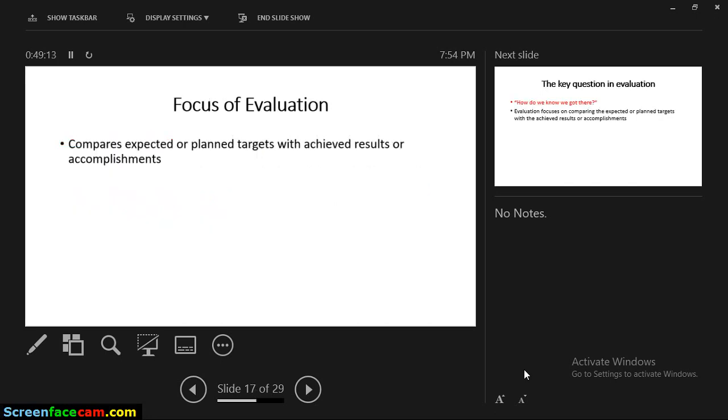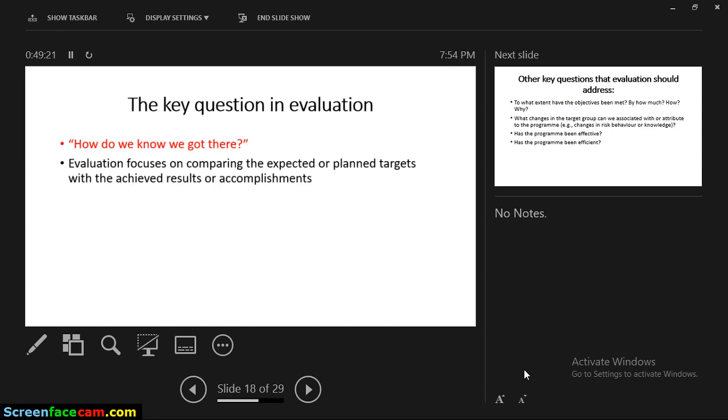Focus of evaluation, I think we looked at this point. It compares the expected or planned targets with achieved results or accomplishments. Then the key question in evaluation: how would we know we got there? Evaluation focuses on comparing. I think this one we've looked at, right? So these are just concepts. We haven't even started going into details. We're just trying to dissect what evaluation is.